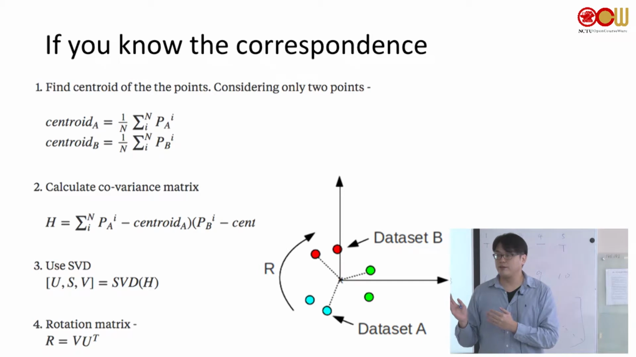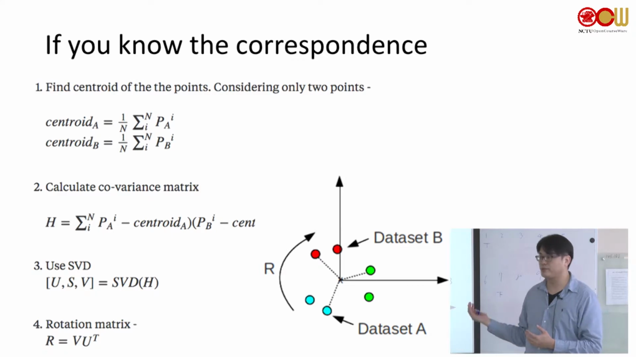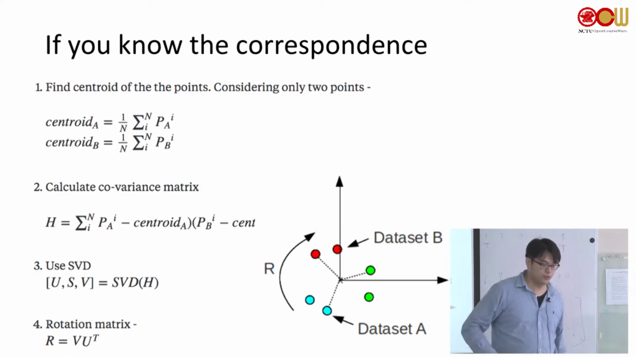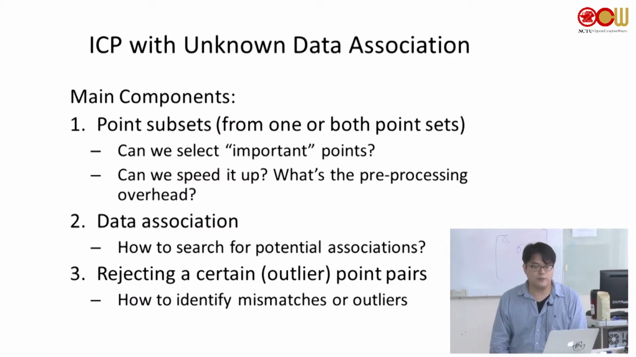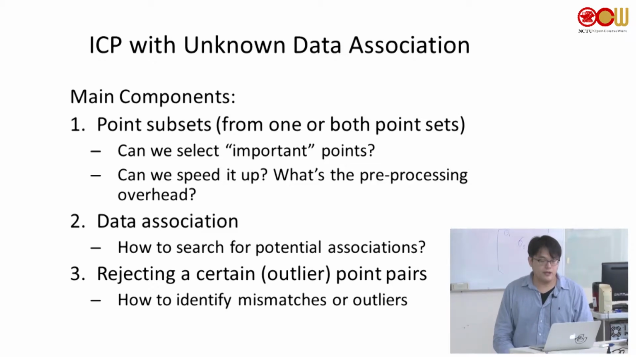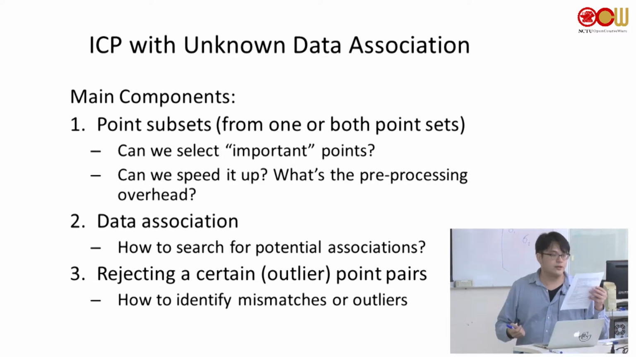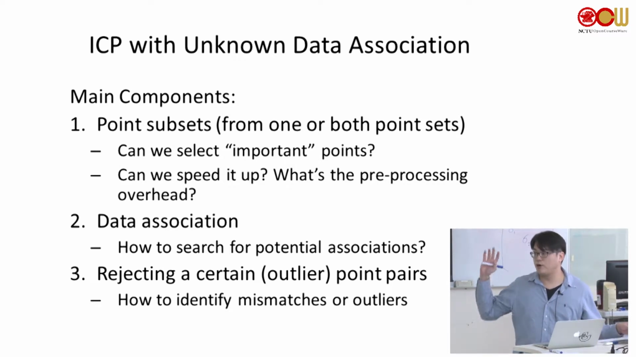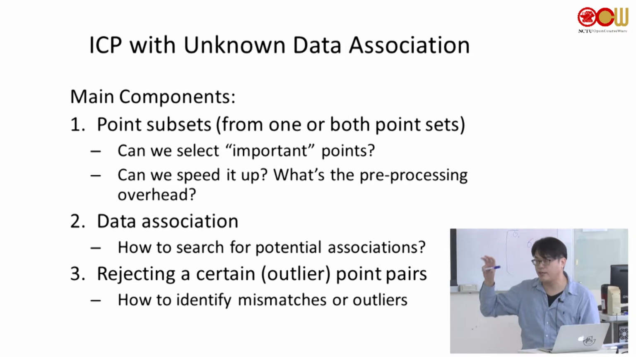So this is actually the simple case. We don't really get into ICP yet, but this is something we need to know, supposing we know the correspondence. Here we want to really get started talking about ICP, and this is the usual case, ICP with unknown data association. The main component, the first one, is that you have two data sets. Usually people call them the model and the target. In our previous slide, the target is the destination. We want to rotate and translate the original model.